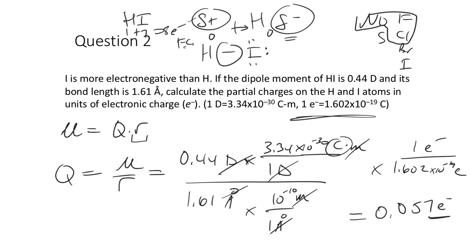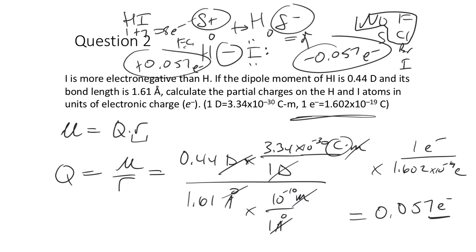units of electron charge. And remember, if it were H plus I minus, we'd get plus 1 electron minus 1 electron. So we're saying this is a partial charge. The charge is less than that of 1 electron. And so the partial negative on iodine is going to be negative 0.057 electron charge units, and the charge on hydrogen will be plus 0.057 electron charge units. So we're calculating the partial charges on H and I in units of electronic charge, just using the charge of 1 electron as that final conversion factor.